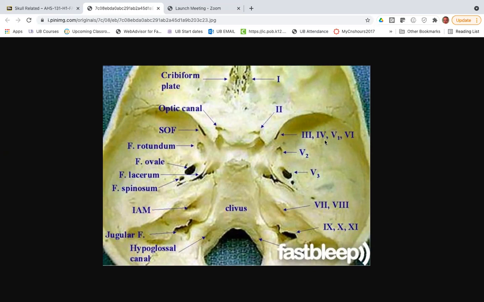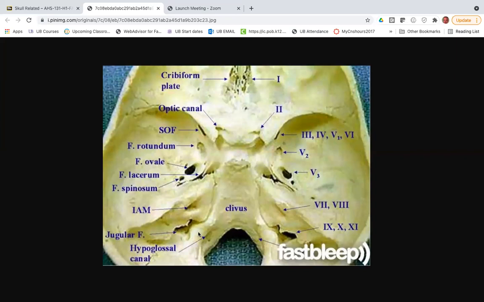Whereas cranial nerve 5, V1, V2, V3, dealt with pain sensation to the face. It also deals with the muscles of chewing. The chewing muscles are cranial nerve 5, trigeminal. Okay, cranial nerve 9, 10, and 11. So cranial nerves 7 and 8 are going through the IAM, the internal acoustic meatus. That's where cranial nerves 7 and 8 go through.